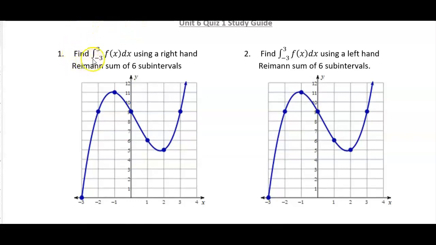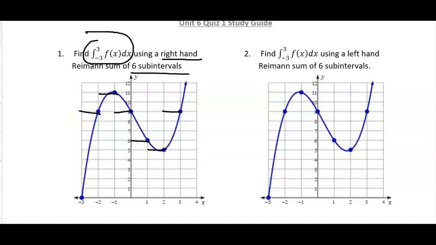Number 1, we want to estimate this integral value using a right-hand sum of 6 subintervals. Since it's a right-hand sum, we're going to start from this dot here on the right side, and we're going to draw a horizontal bar to the left, and we're going to keep going with that pattern. And that'll stop us there.